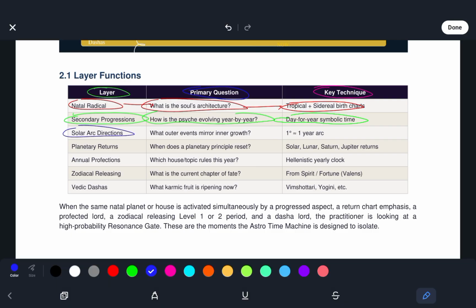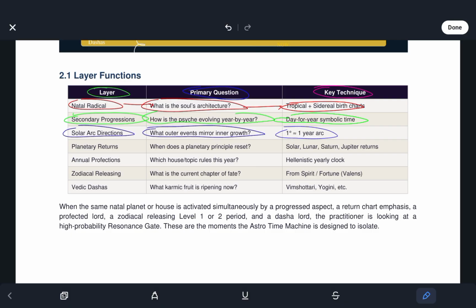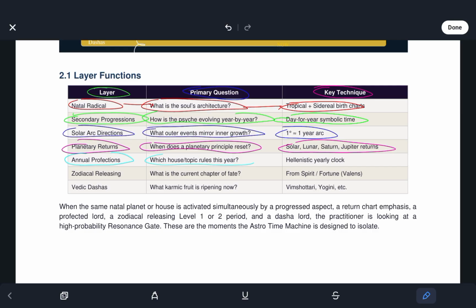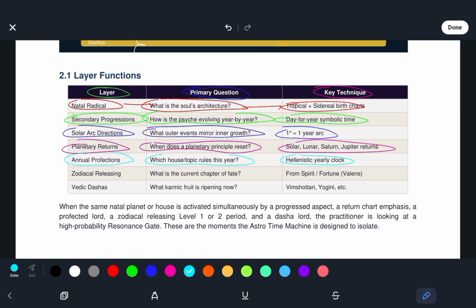Solar arc directions. What outer events mirror inner growth? 1 degree equals 1 year arc. Planetary returns. When does the planetary principle reset? Solar, lunar, Saturn, Jupiter returns. Annual profections. Which house topic rules this year? Hellenistic yearly clock.